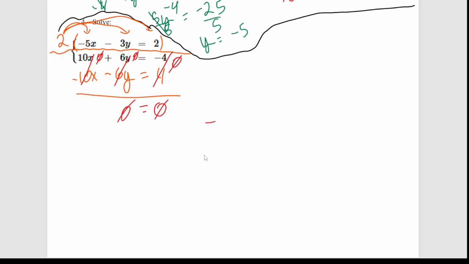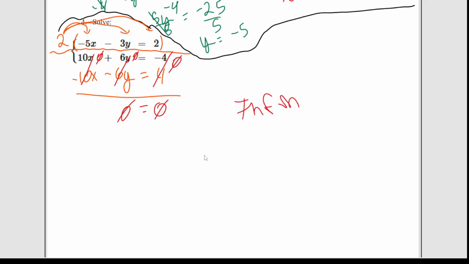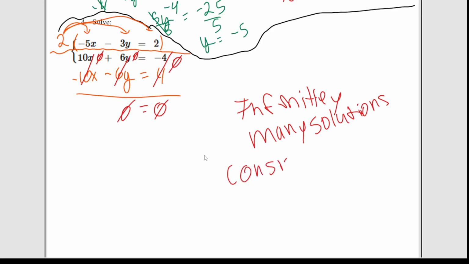That means that we're in a situation where there are infinitely, how do you spell? That's always a great question. Infinitely many solutions. Pretty sure I just spelled infinitely wrong still, but I don't care at this point. You know what I mean. Infinitely many solutions. That means they are consistent but dependent.